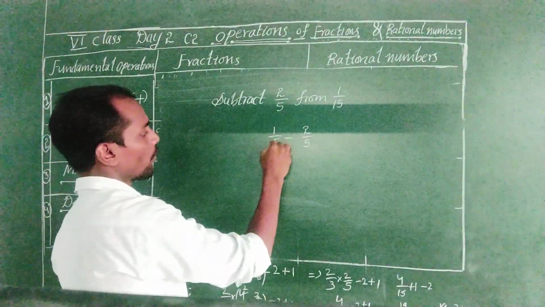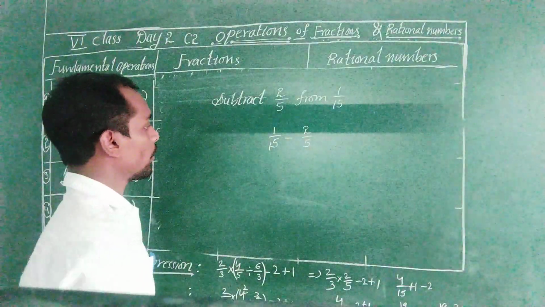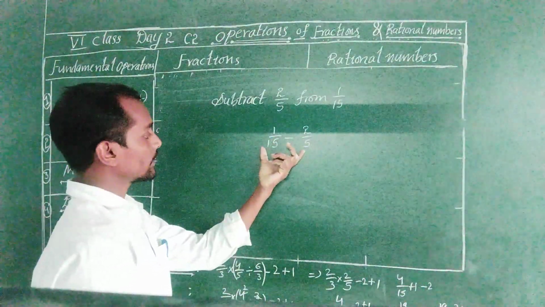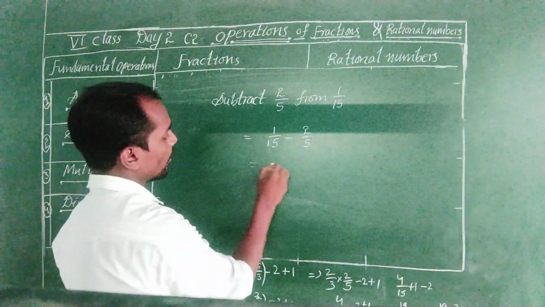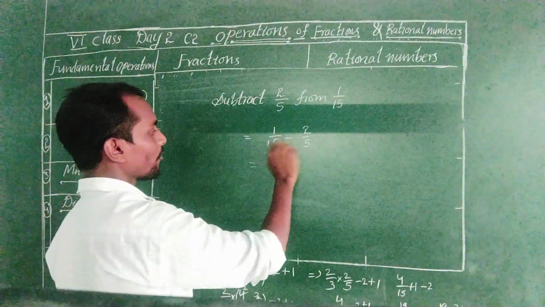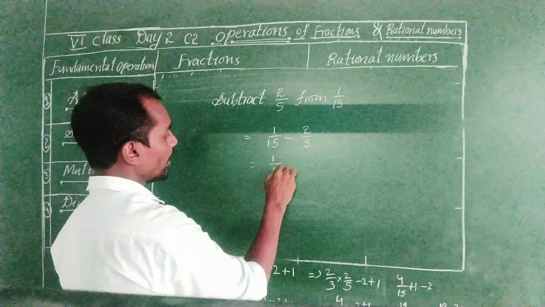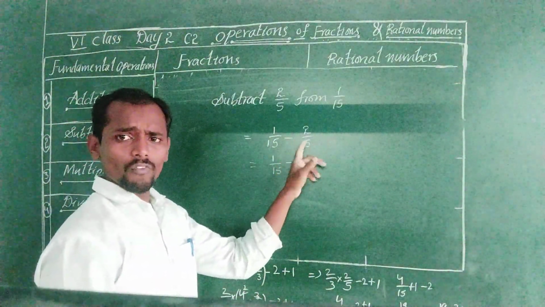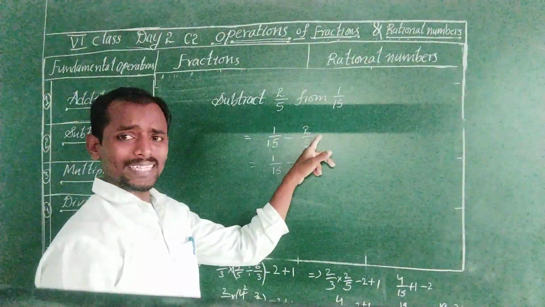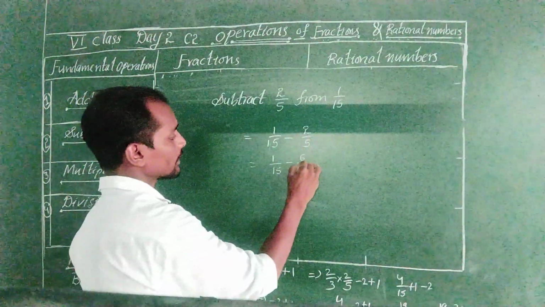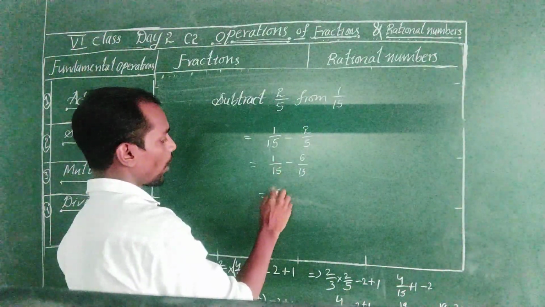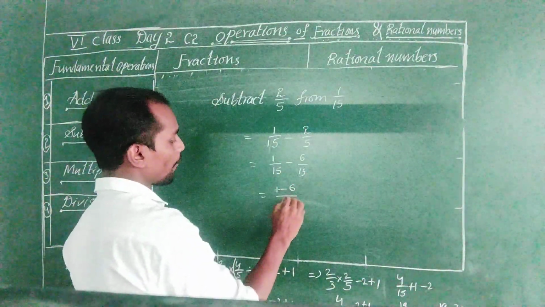1 by 15 minus 2 by 5. You are well aware that the LCM is 15. Now convert them into like fractions. 1 by 15. What number should you multiply with the denominator to get 15? 5 3s are 15. Now 2 3s are 6. So 6 by 15. Your answer is 1 minus 6 by 15.